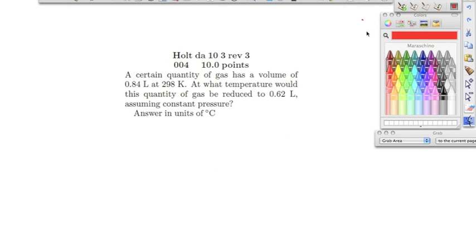Alright, moving on to number 4. Now in number 4 it says a certain quality of gas has a volume, so it gives a volume in liters, at a temperature, which is already in Kelvin, and it says at what temperature, so we're searching for T2, would this quality of gas be reduced to, and it gives us another volume. And it wants us to answer in units of Celsius.